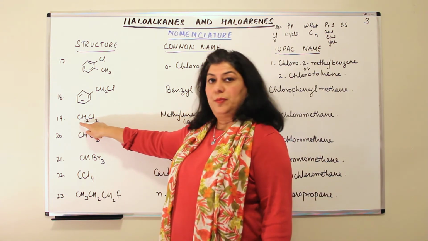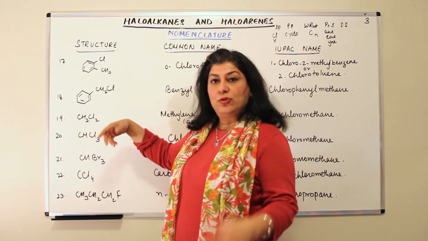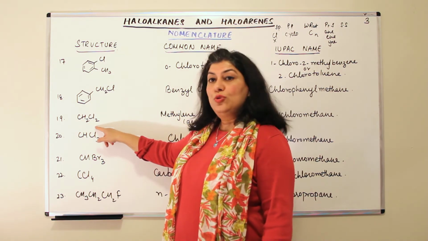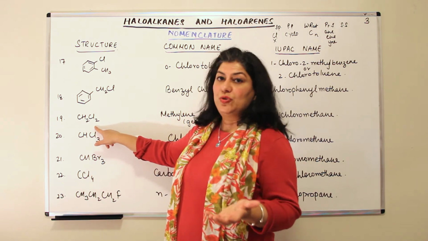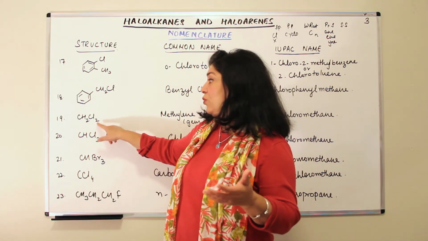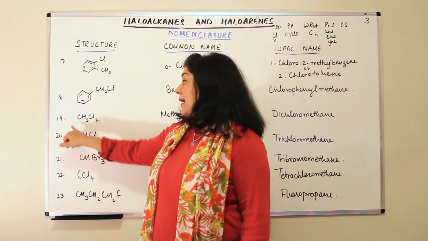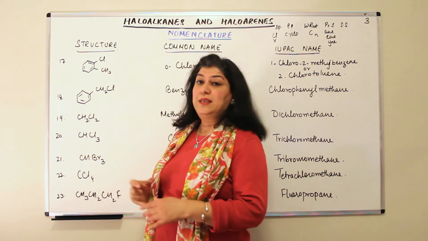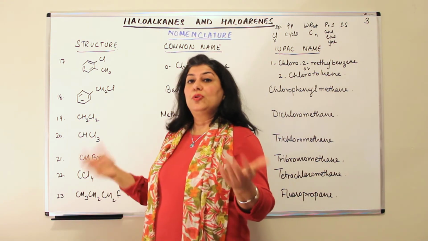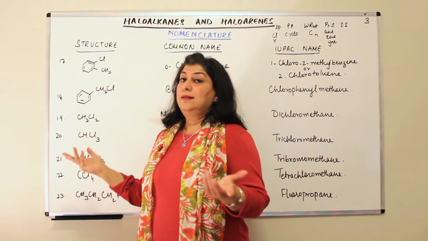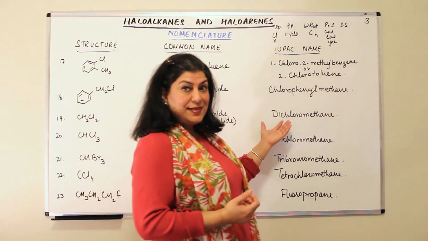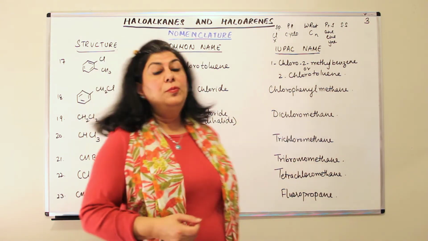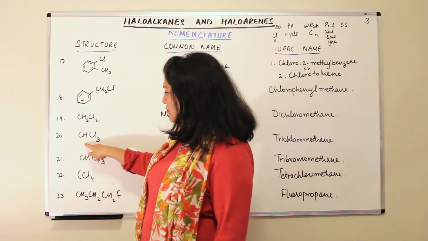So meth is the parent hydrocarbon, ane because it is saturated. There are 2 chloros, so it is dichloro. Both of them have locant 1, so there is no need of writing the locant, but you could write 1,1-dichloromethane. And the reason why we do not care about writing the locant here is because there is only 1 carbon atom and the substitution obviously has to be on that carbon atom, it can be nowhere else. So it is dichloromethane. Come to this now.